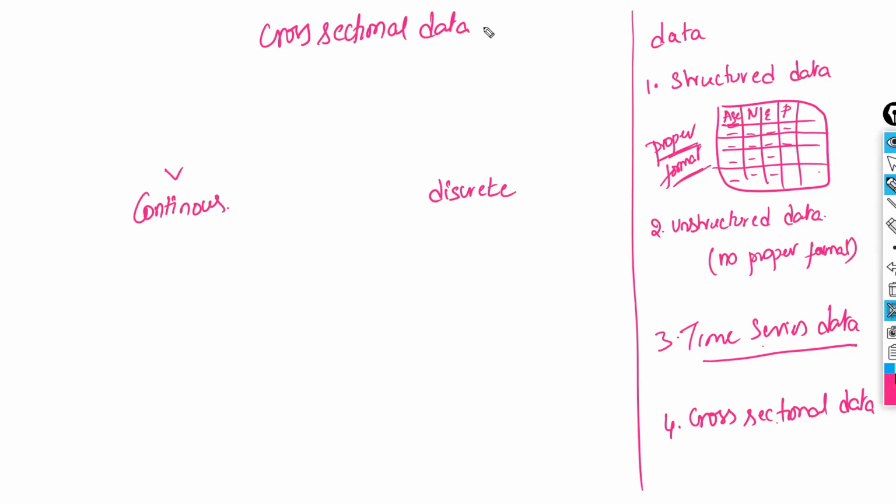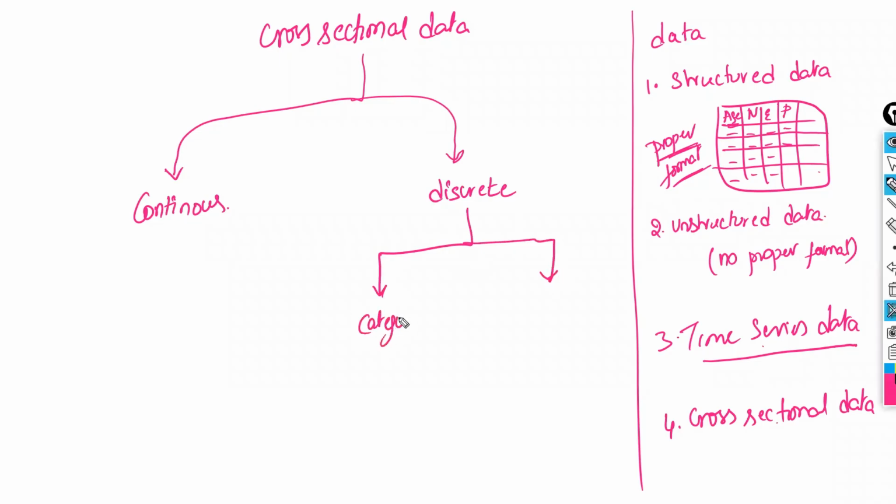Cross-sectional data means it is not dependent on time. The cross-sectional data is divided into continuous and discrete. And within the discrete, again, we have two: one is called categorical and one is called count. Discrete categorical and discrete count. And within the categorical, again, it is subdivided into two: one is nominal and one is ordinal.